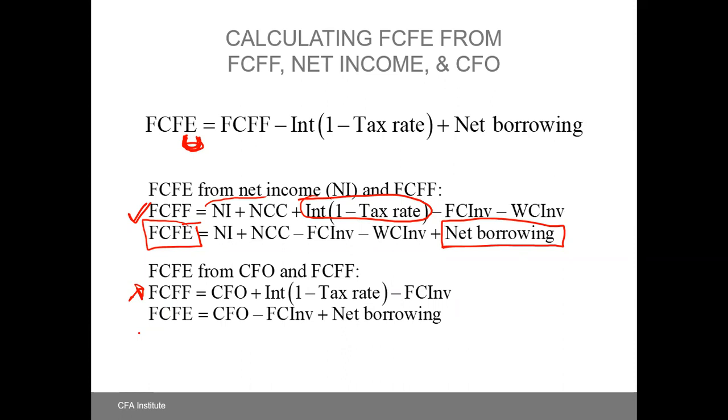Okay. Now you see that we have the cash flow from operations. Again, we are subtracting which one? We are not adding which one? Because this is the cash flow available to the bondholders, and we are ignoring it, but we are adding what? The net borrowing.